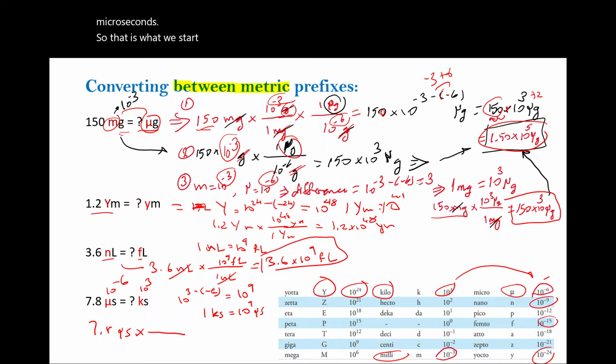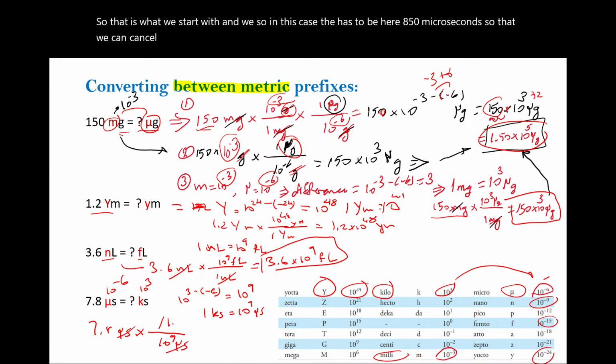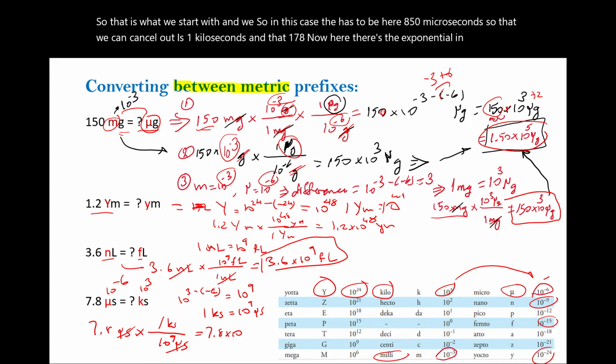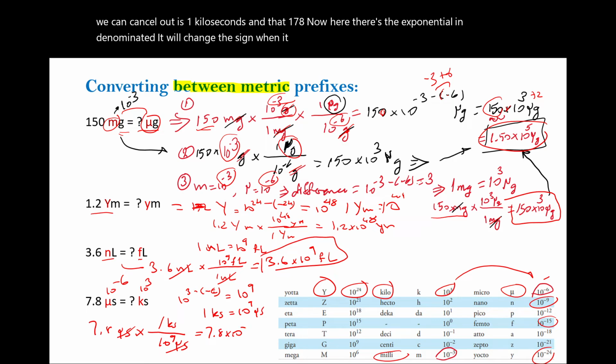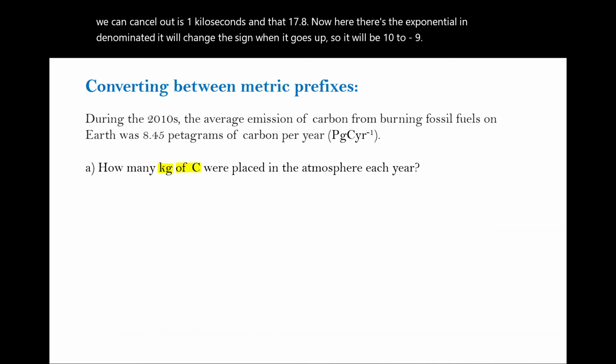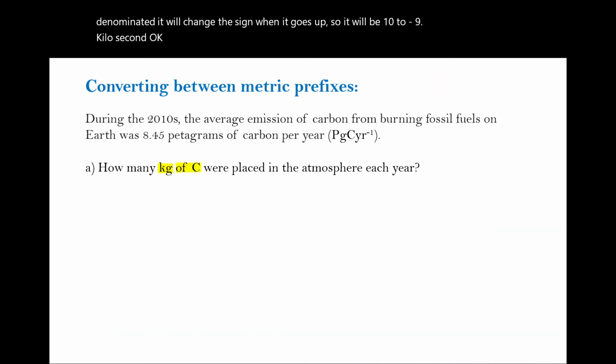And we know, in this case the micro has to be here, 10 to the 9 microseconds, so that we can cancel out the 1 kilosecond. And that 7.8. Now here, the exponential in the denominator will change the sign when it goes up. So it will go 10 to the negative 9 kilosecond. Okay. Please practice on this.